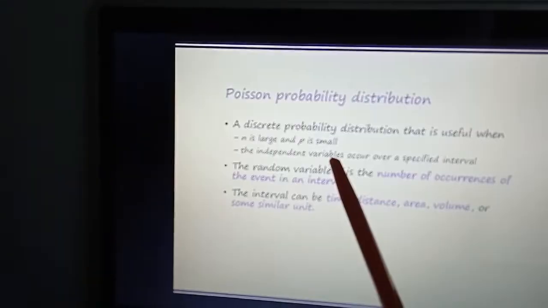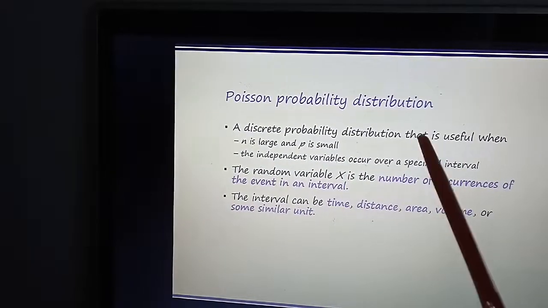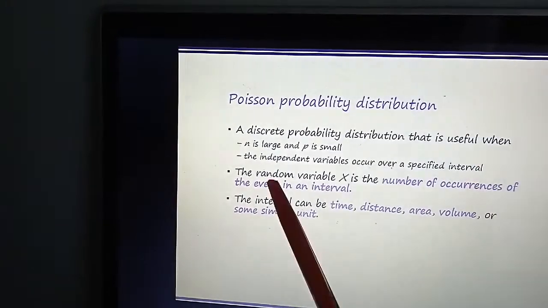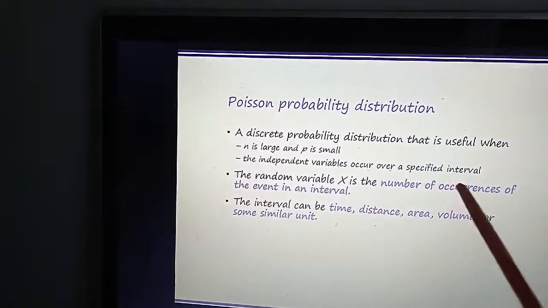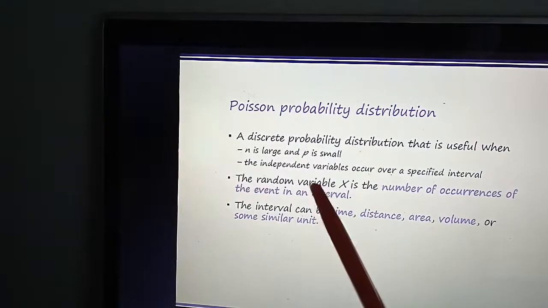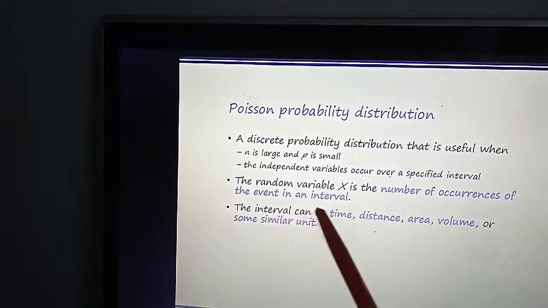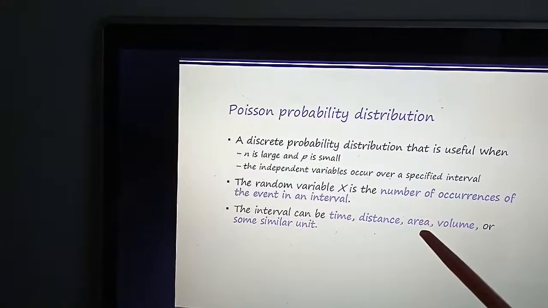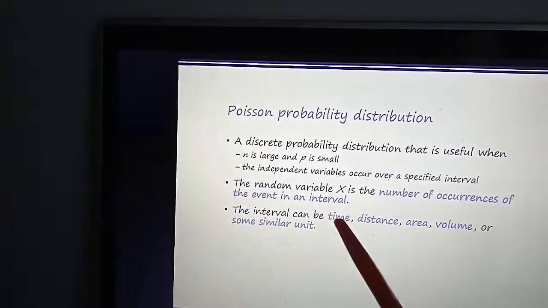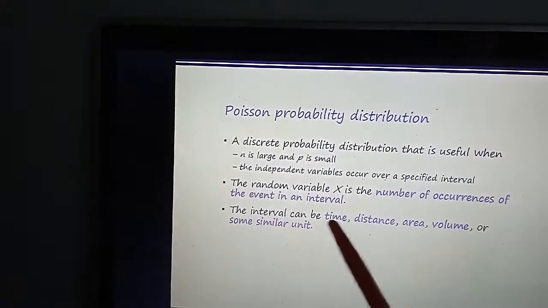The independent variables occur over specified intervals, so the value of probability x is given in the form of an interval. The random variable x is the number of occurrences of the event in an interval, meaning that the random variable x takes values over an interval. The interval can be time, distance, area, volume, or some similar units. These are examples.